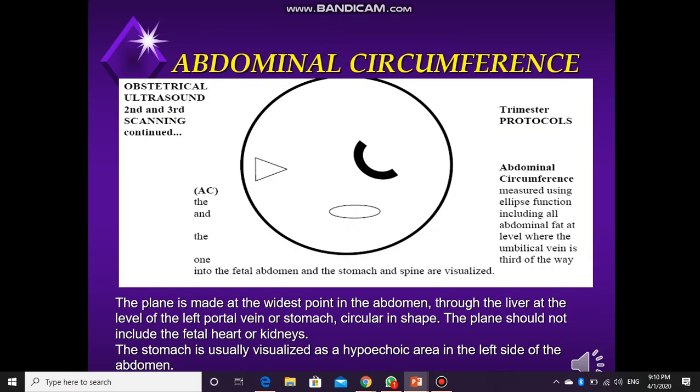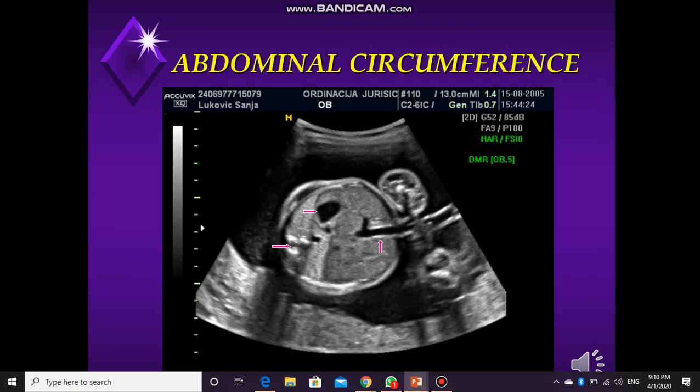For the abdominal circumference, we are using the widest point in the abdomen, through the liver at the level of the left portal vein or the stomach. The shape is circular, and the plane shouldn't include the fetal heart or the kidney. The stomach is usually visualized as a hypoechoic area on the left side of the picture. Seeing here the stomach as a hypoechoic area at the left portal vein.